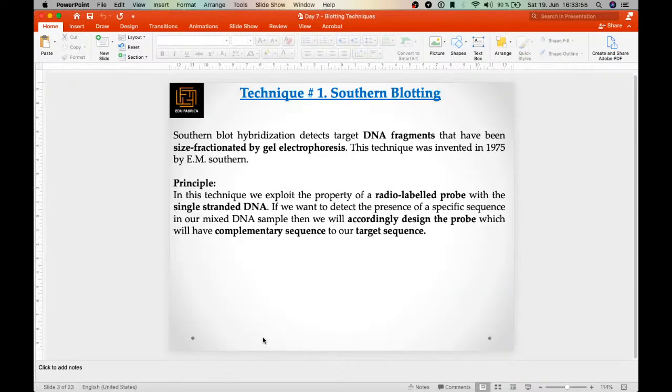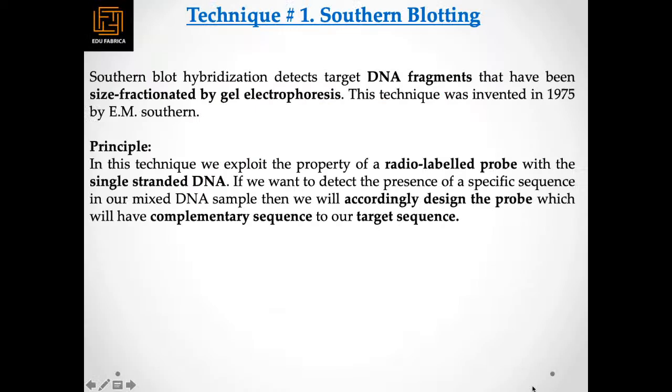So this is Southern blotting, which is done to detect the DNA fragments that have been size fractionated by gel electrophoresis. This technique was invented in 1975 by E.M. Southern. In this technique, we exploit the property of a radiolabeled probe with single-stranded DNA. If you want to detect the presence of a specific sequence, you can do it accordingly.